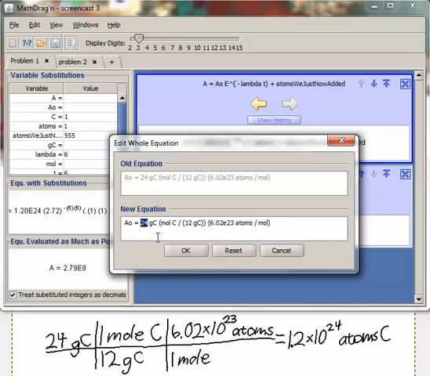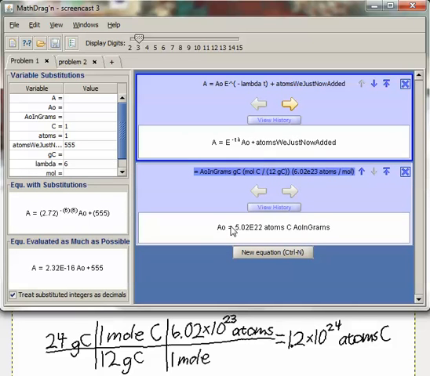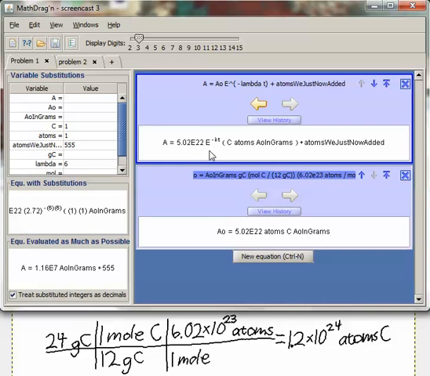So how I would do it is I would say A0 in grams. That way it's not a hard-coded number. Then I can do my substitution, and I need to give A0 in grams a value. Let's give it the same value of 24, and we get the same answer.